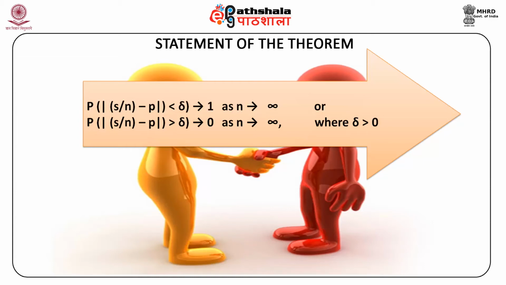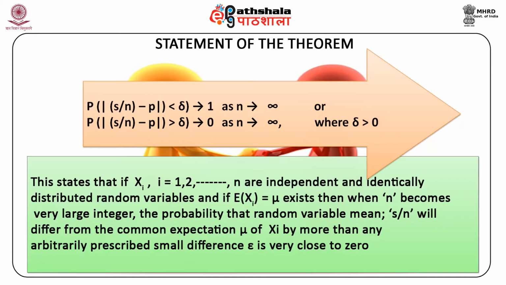The mathematical version of the law of large numbers was first published by Chebyshev in 1929. This states that if Xi, where i is equal to 1 to n, are independent and identically distributed random variables, and if EXi is equal to mu, then when n becomes a very large integer, the probability that the random variable mean S upon n will differ from the common expectation mu of Xi by more than any arbitrarily prescribed small difference epsilon is very close to 0.